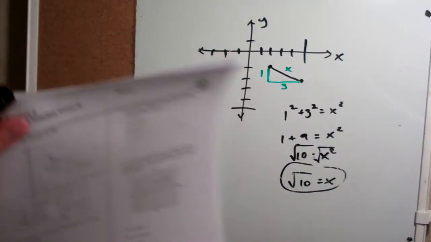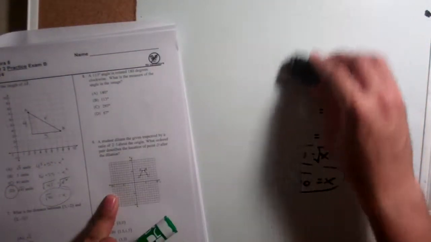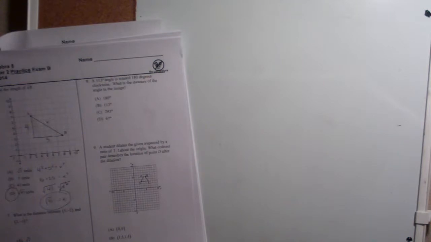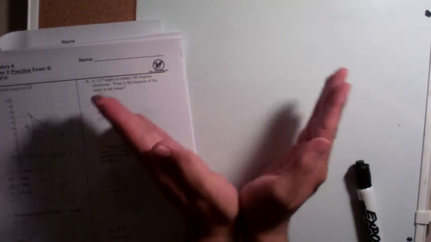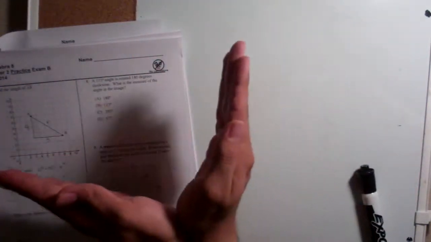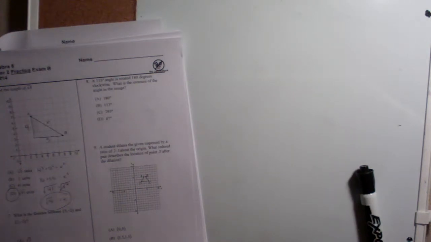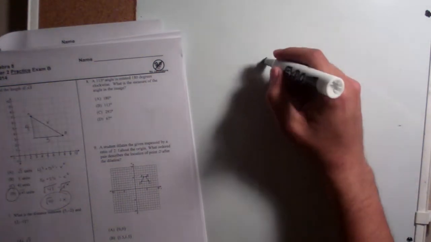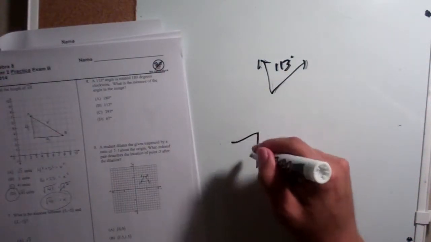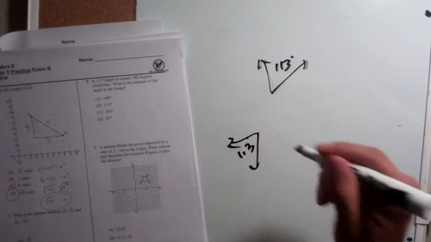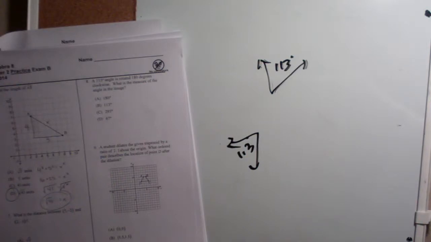Alright, let's go to number 8. Number 8 says a 113 degree angle is rotated 180 degrees clockwise. What is the measure of the angle in the image? Image just means what happens after our transformation. I want you to imagine we take a 113 degree angle, let's say maybe it's this, and we rotate it. What happens with this angle? If we rotate it, nothing happens. It remains 113 degrees, right? If I take this, it's not 113, but let's imagine it is, and I rotate it over here, it does not change size; it remains the same. So not too much thinking.